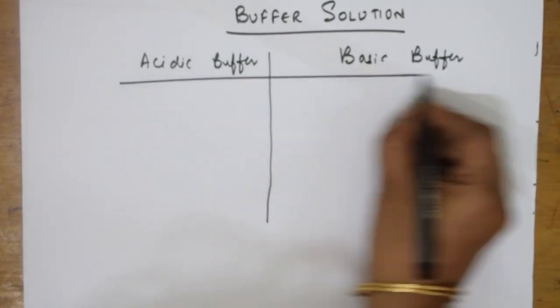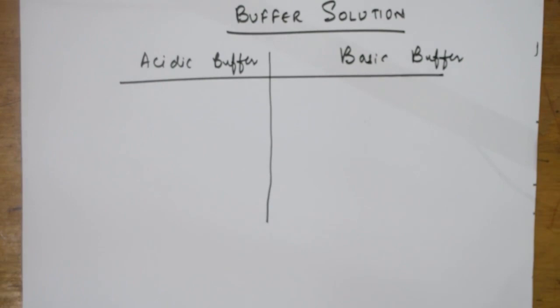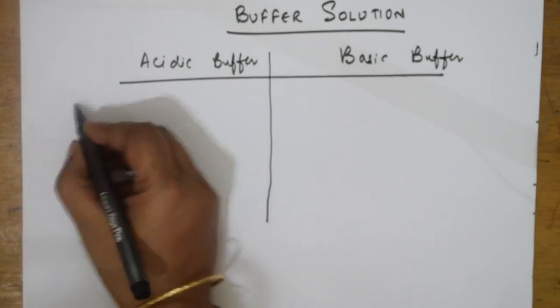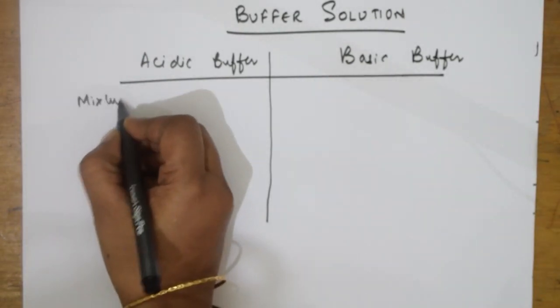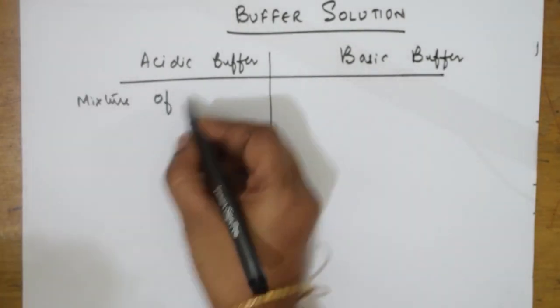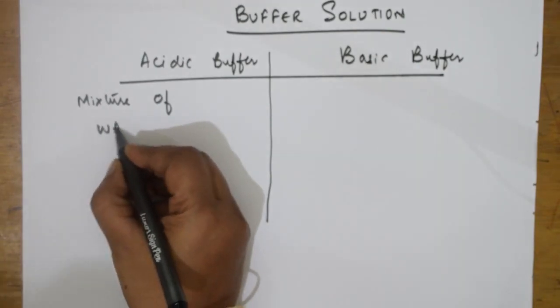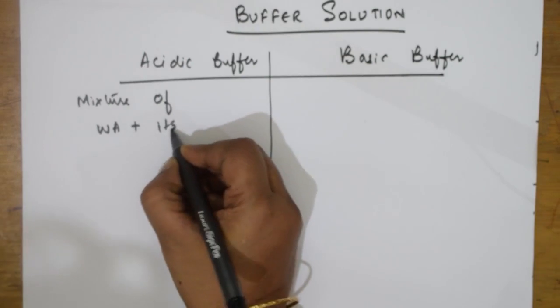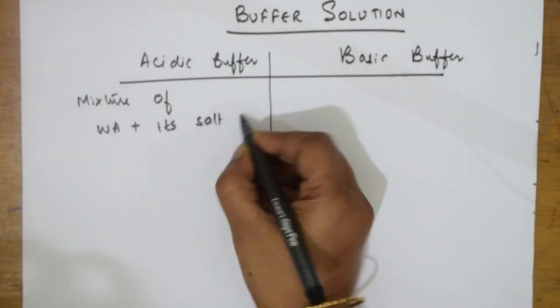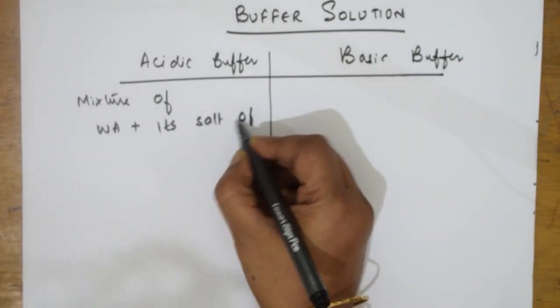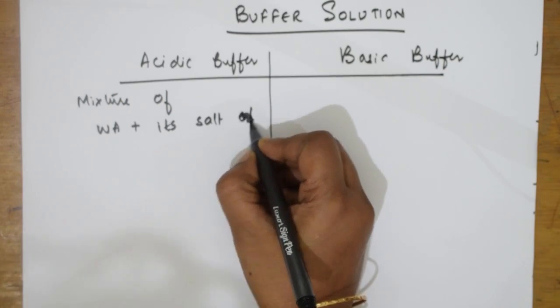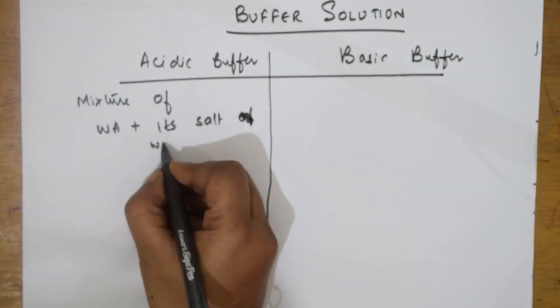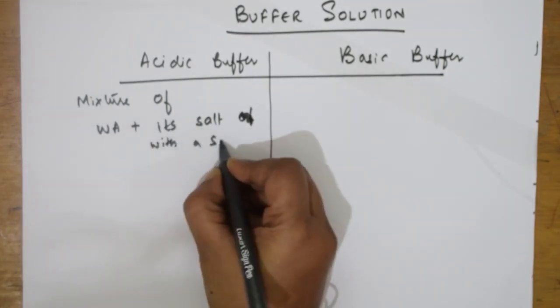Right, you need to know this. So what is an acidic buffer? It is a mixture of a weak acid and its salt with a strong base.